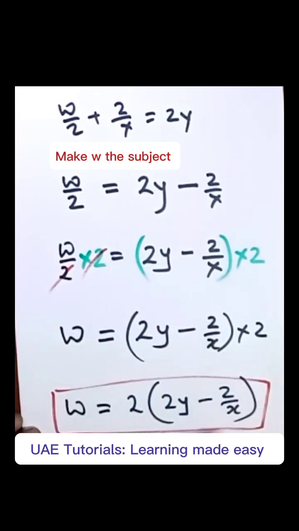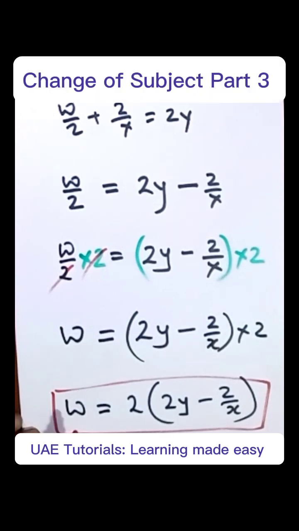I have successfully made w the subject of the formula. Can I simplify this further? Yes, obviously I can simplify it further, but at this stage, because w is now standing alone on one side of the equation, I have made w the subject of the formula.